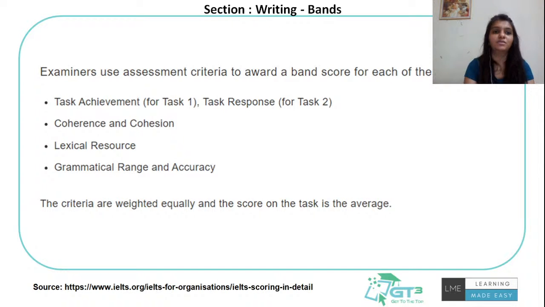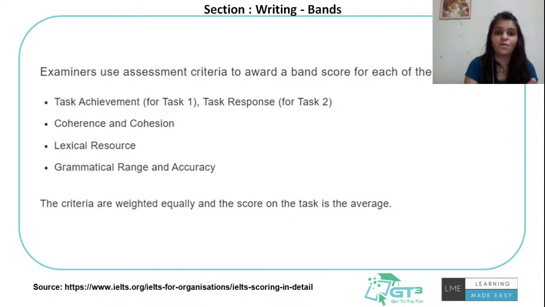Now the band descriptions, what is required. For listening and reading, if 1 mark is cut, you get a particular band, but in writing it doesn't work like this. For task 1, you need task achievement, which means you have covered all the points, understood the question properly, and written the same thing with more complex language.